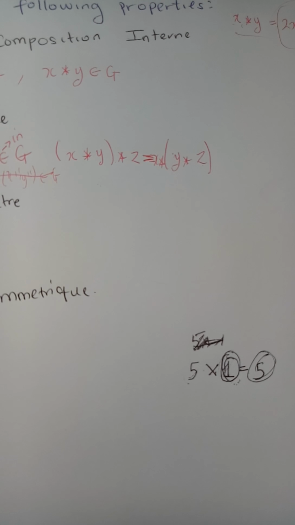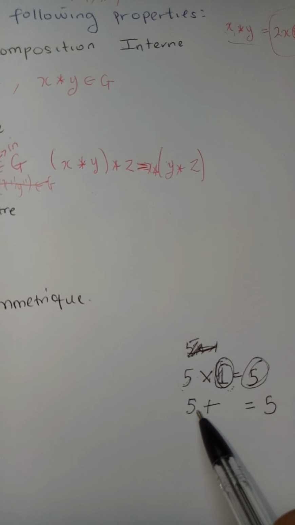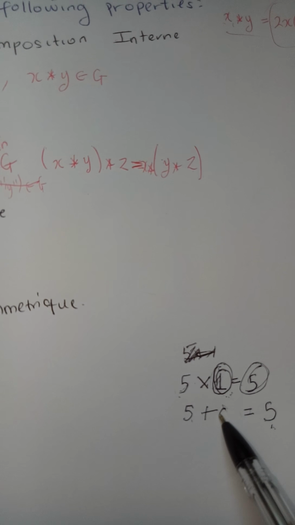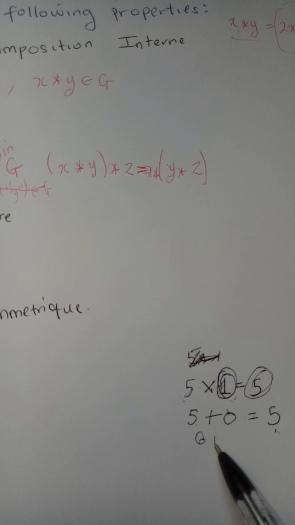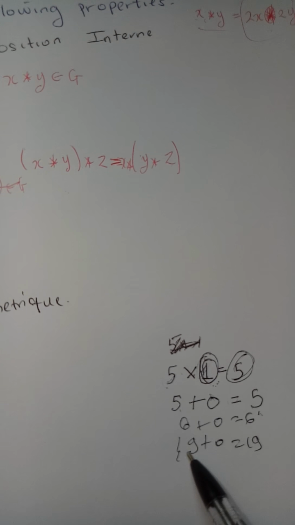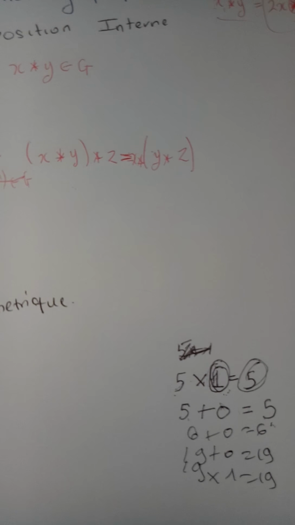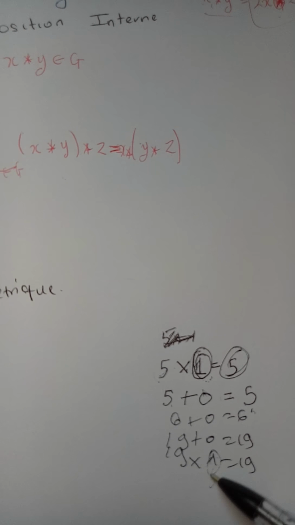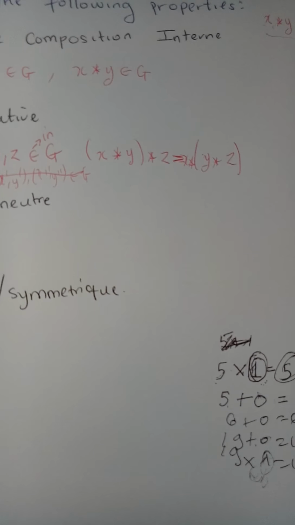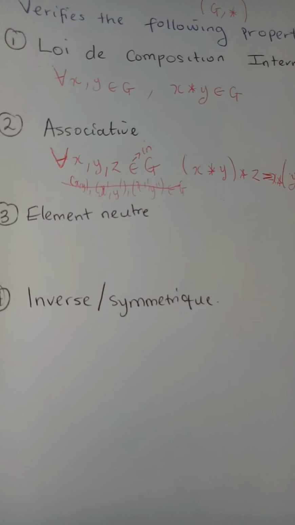If I have addition now and I have 5, what number will I add to this that will give me the same element 5? It's 0. So even if I say 6 plus 0, I will get 6. 19 plus 0, I will get 19. 19 times 1, I will get 19. What do we notice here? That 1 is the element neutre for multiplication, and 0 is the element neutre for addition. So that's why I apply it in a general sense. It's exactly what we're doing here.